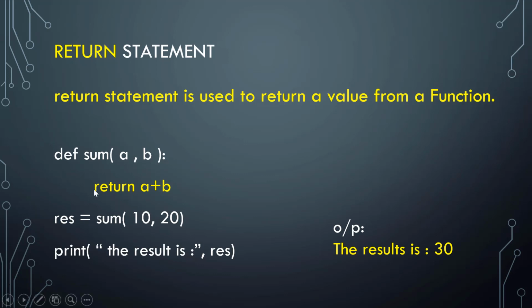So for that reason, res is equal to sum of 10 comma 20. So I'm passing 10, 20 to the function. 10 will go to a and 20 will go to b. Return a plus b, 30 will come back and that is getting stored in the res variable. Now I'm printing the result as res. Okay? Yeah. So let me show you this example now.